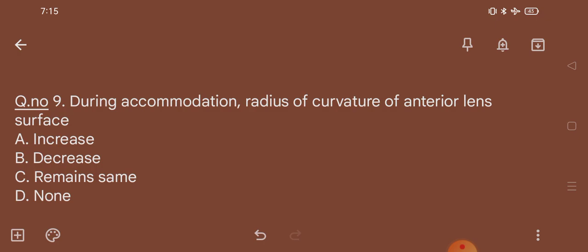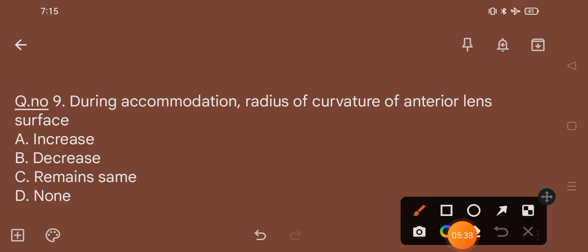Now question number 9 is: during accommodation, radius of curvature of anterior lens surface is option A, increase; option B, decrease; option C, remain same; option D, none. The correct option is option B, that is decreases.